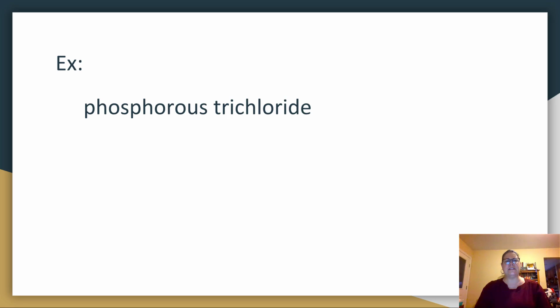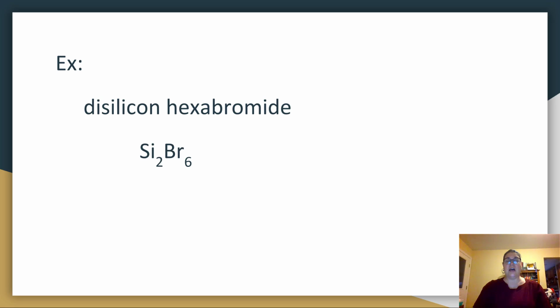So let's look at an example. Phosphorus trichloride. That means there's 1 phosphorus and 3 chlorines. So the formula would be PCl3. Let's try another one. Disilicon hexabromide. So that means 2 silicons and 6 bromines. So Si2Br6. Now notice I did not reduce these subscripts.